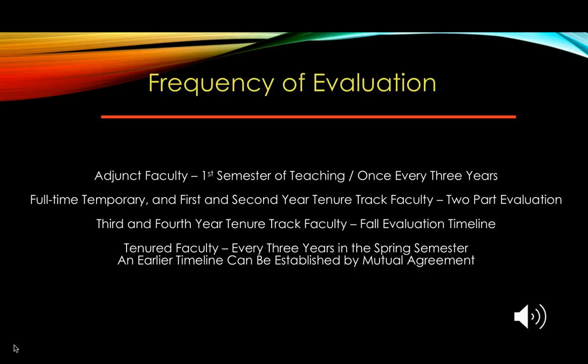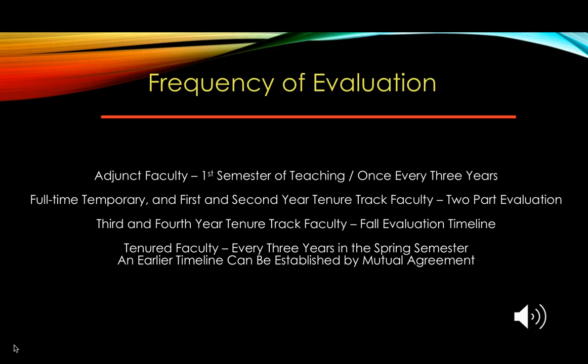Full-time temporary faculty and first and second year tenure track faculty all have a 2-part evaluation with completion points set for the end of week 12 in the fall semester and by the end of week 21 in the spring semester.